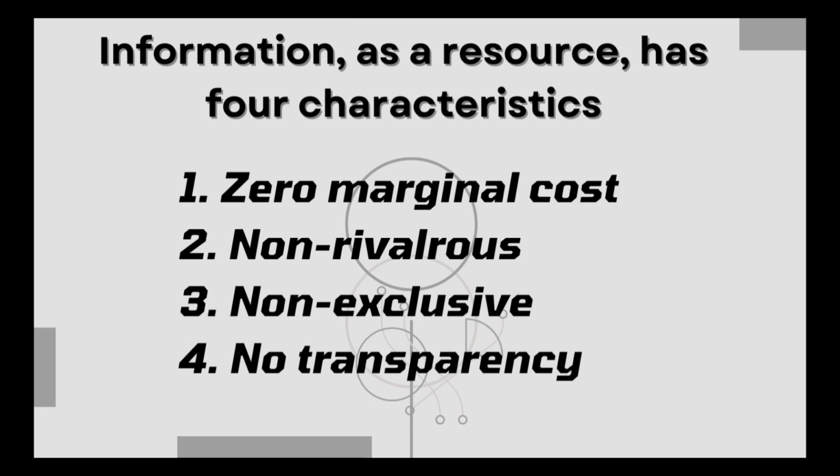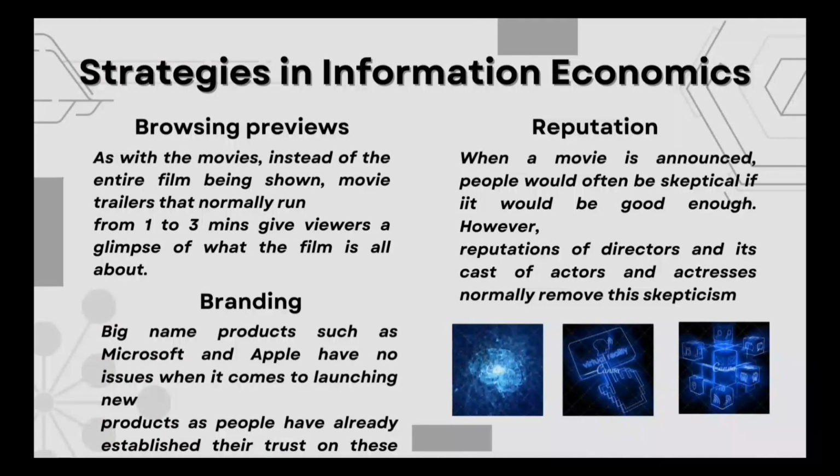So the last one is no transparency. To evaluate the information, it must be known, so one has to invest in learning how to evaluate it. A programmer undergoing bootcamp training to learn a new programming language needs to invest time, money, and effort. There are 3 strategies in information economics. So the first one is browsing previews. As with the movies, instead of the entire film being shown, movie trailers that normally run from 1 to 3 minutes give viewers a glimpse of what the film is all about.